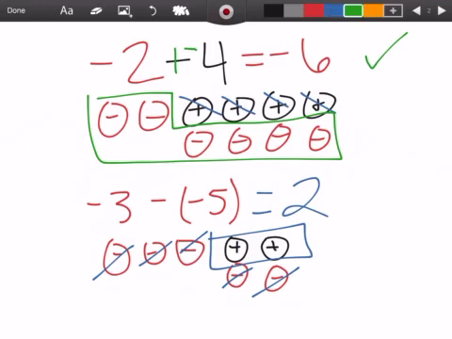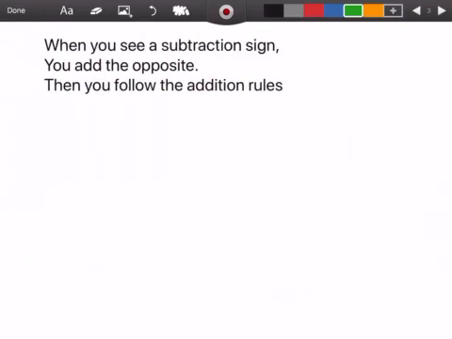All right, let's check to see if adding the opposite still works. So instead of negative 3 minus negative 5, it's going to be negative 3 plus a positive 5. Well, negative 3 plus a positive 5. The signs are different, so we subtract. Keep the sign of the larger. There's more positives. So I get 2. Same answer. All right, so something that you might want to write in your journal, when you see a subtraction sign, you're going to add the opposite and then follow the addition rules.